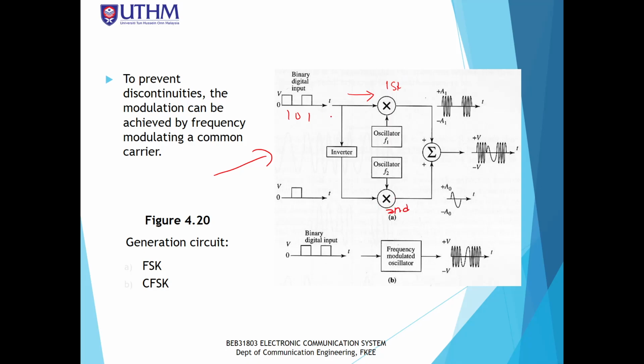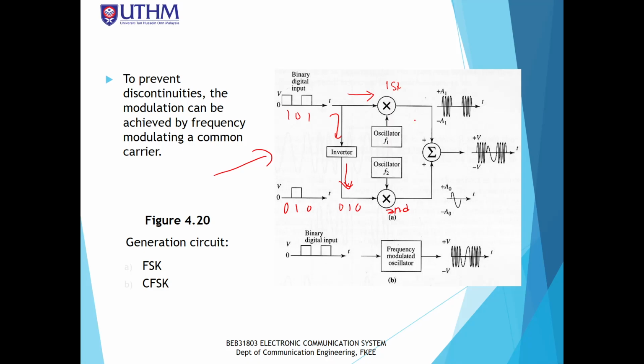Okay, and then here you see that it has an inverter. The inverter will change the state. So logic 1 will change to logic 0, logic 0 will change to logic 1. So after the inverter it becomes 0 1 0. So we inverse the input. Okay, terbalikkan input tersebut. So it becomes 0 1 0 and is put inside the second modulator, and inside the modulator we do the multiplication process.